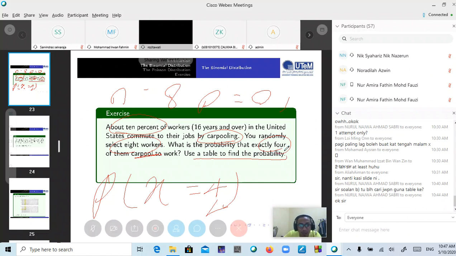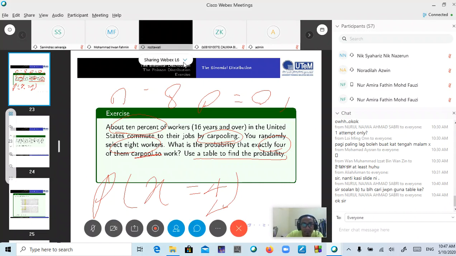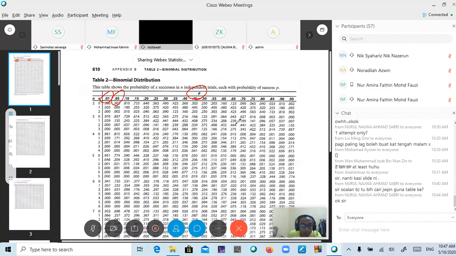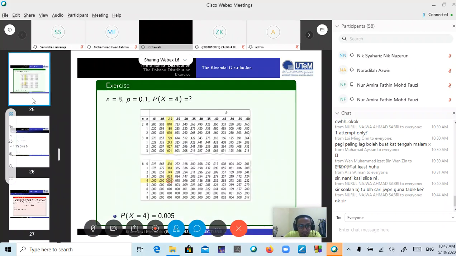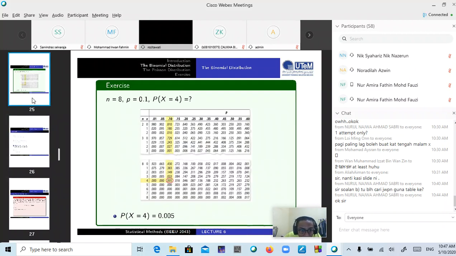So, awak nak cari probability of X equal to 4. P awak adalah 0.1. So, awak tengoklah table. P 0.1. Nah, ni P 0.1 and then X equal to 4 here. So, your answer is 0.656. Okay? So, your answer is 0.65. Kenapa? Sekejap. Oh, okay.